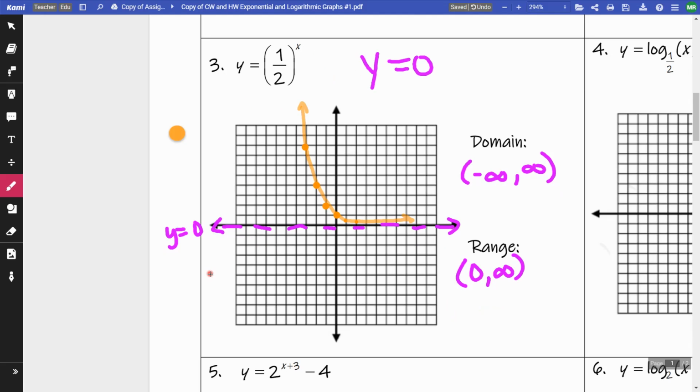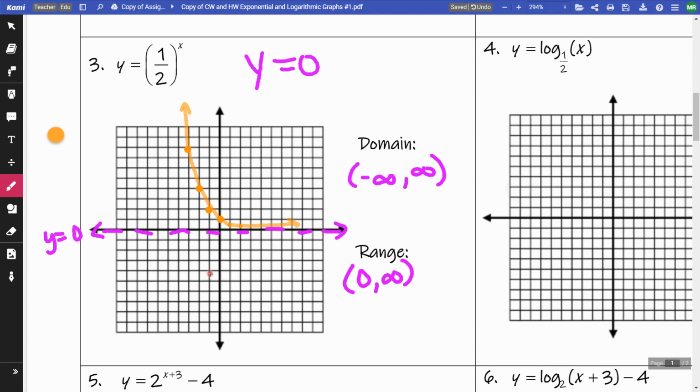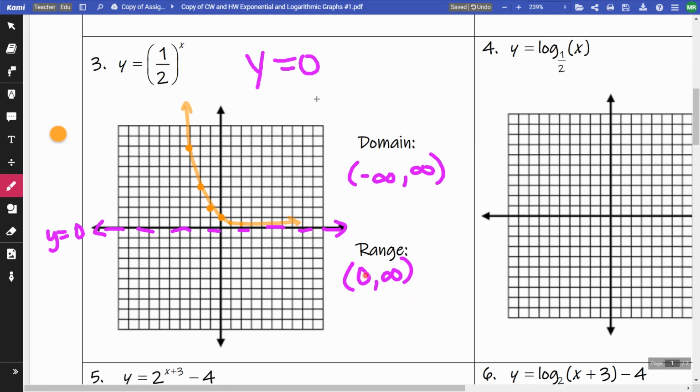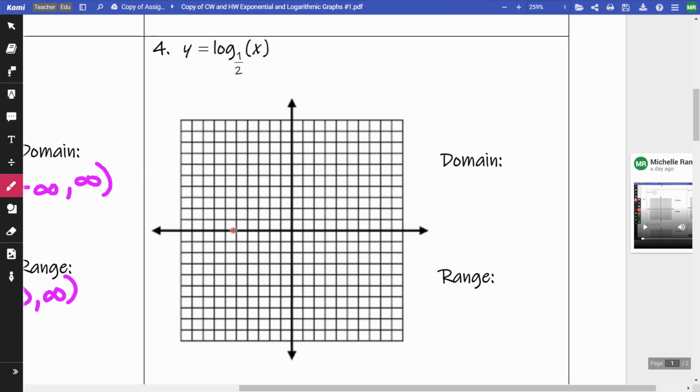So now I'm going to graph its inverse. Okay. So again, this is going to become x equals 0. It's going to be a vertical asymptote. This is going to become my range. This is going to become my domain. This y-intercept is going to now become my x-intercept. Okay. So this is going to have an asymptote at x equals 0.